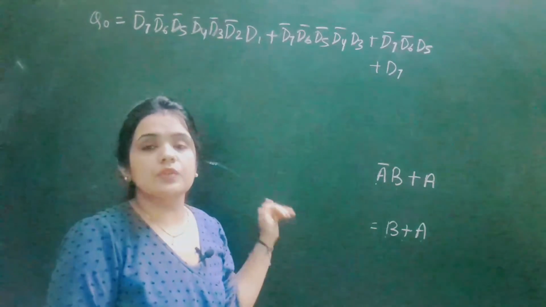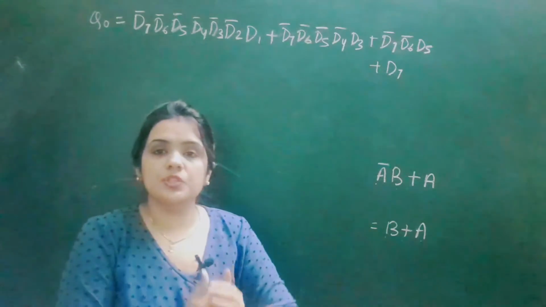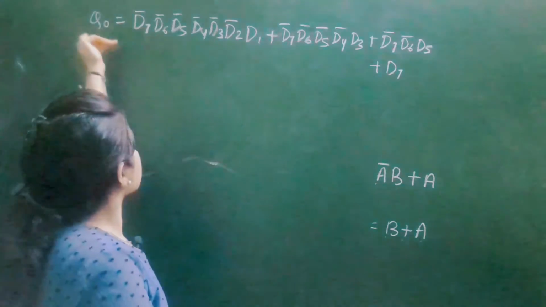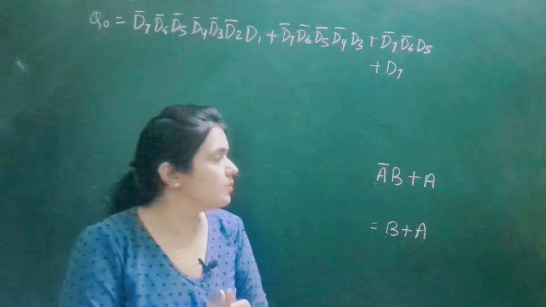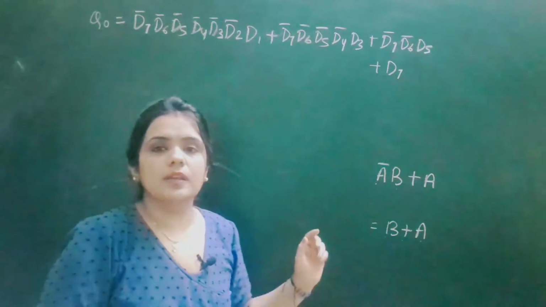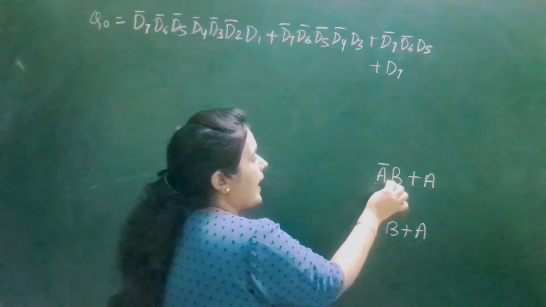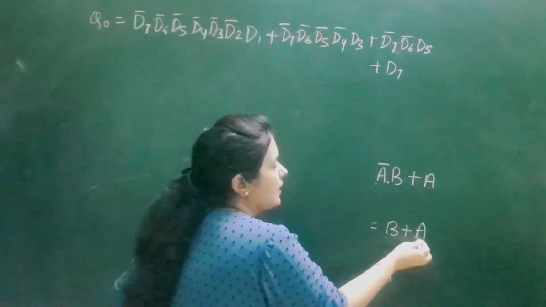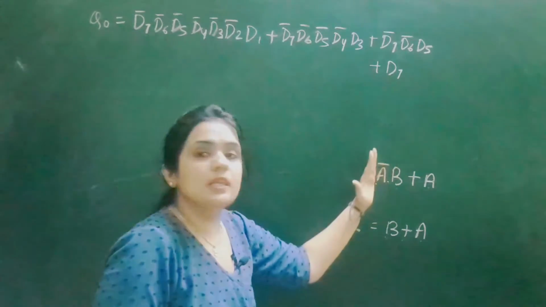Now first of all we should simplify the expression for Q0. We have to simplify this expression because we want the minimum number of terms. So this is the expression for Q0 and we have to simplify it to the minimum number of terms. For simplifying, we have to keep this result in mind: A complement and B or A is equivalent to B or A. So here we observe that A complement is simply eliminated.